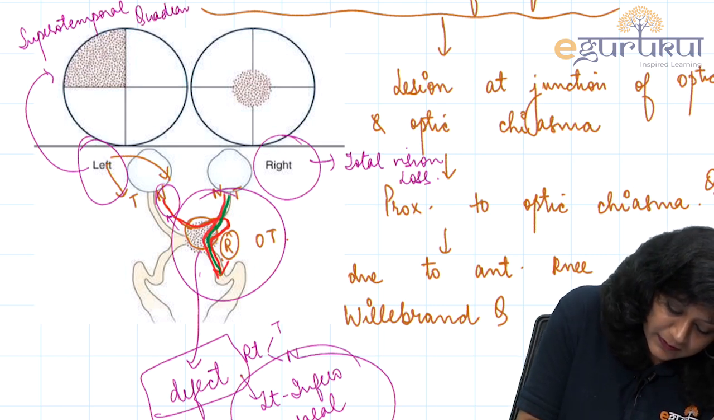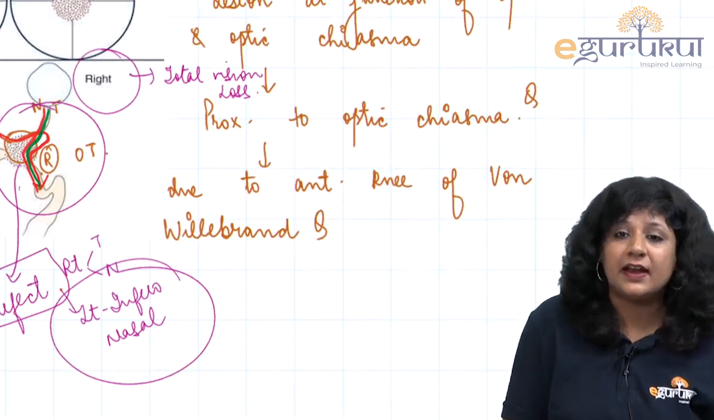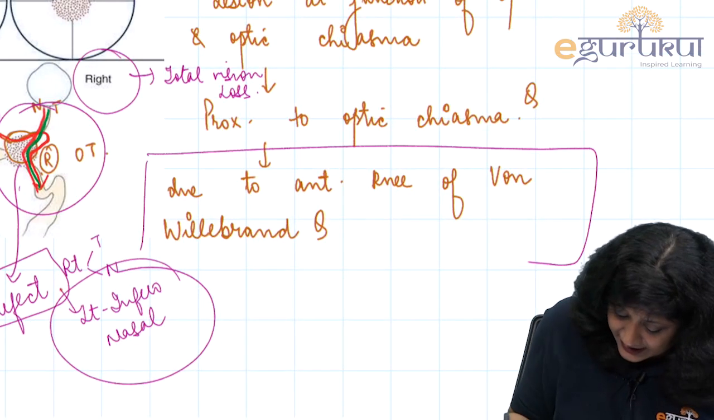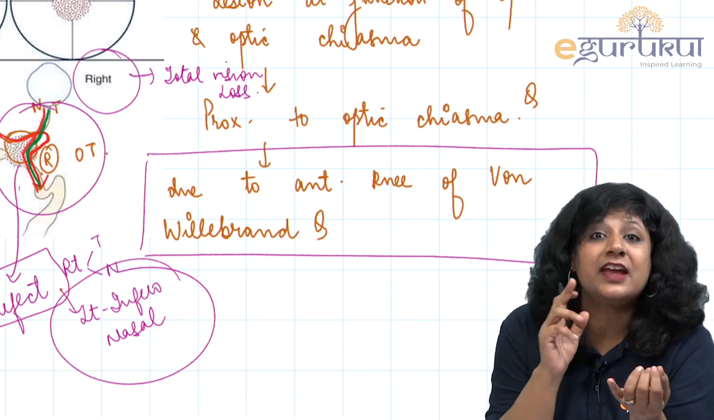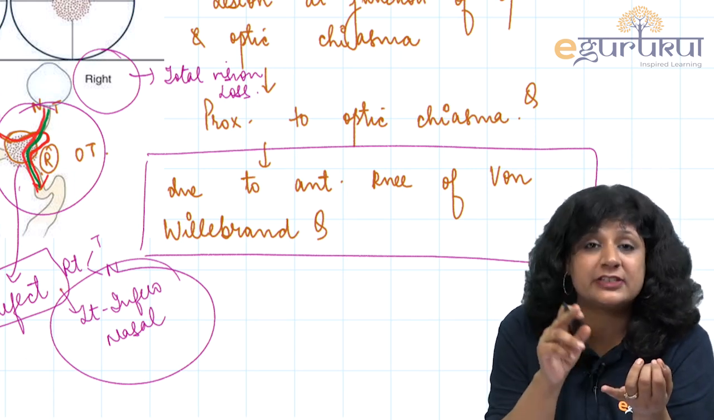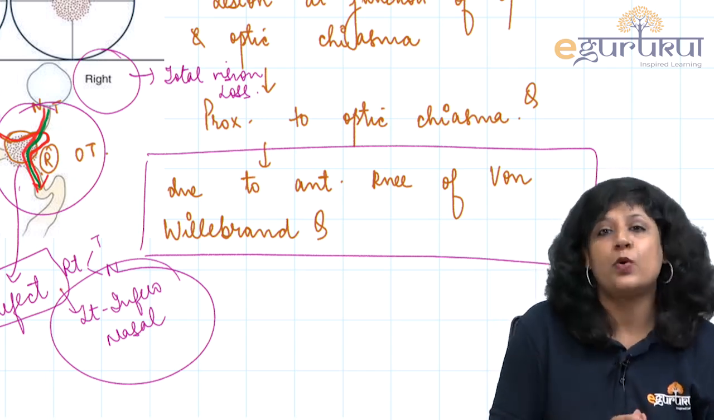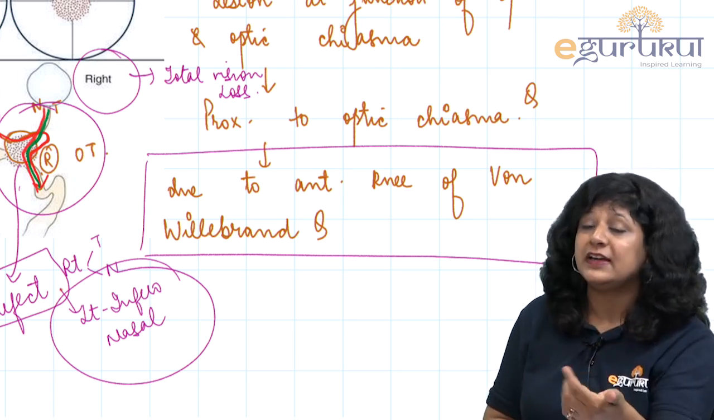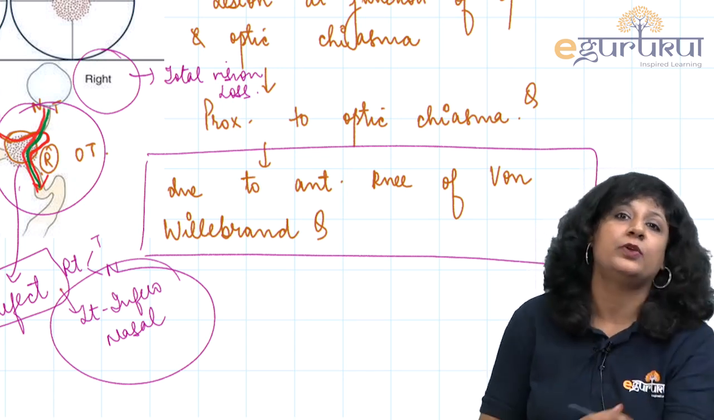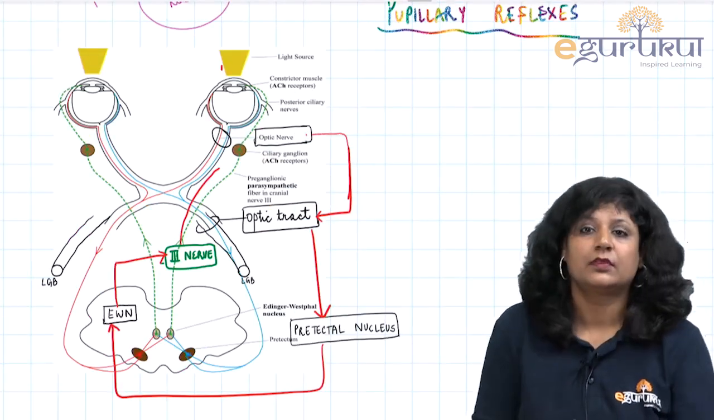quadrant anopia. So I hope now this is very clear, and this looping around is called the anterior knee of von Willebrand. So इस knee में क्या क्या है? It contains all the optic nerve fibers of the same side but only the inferonasal fibers of the opposite side, and that is the reason that it will cause total blindness on its side and just the supratemporal quadrant anopia on the other side.